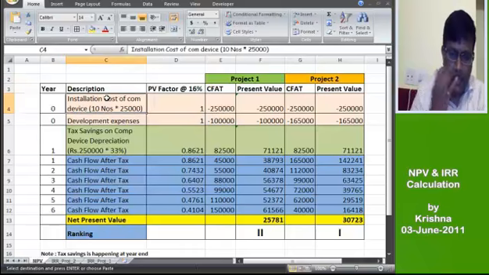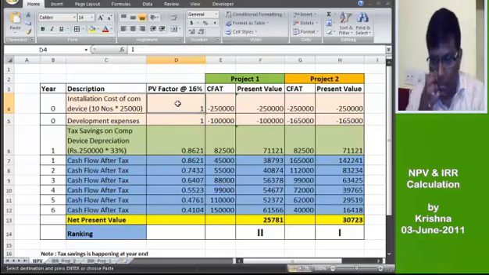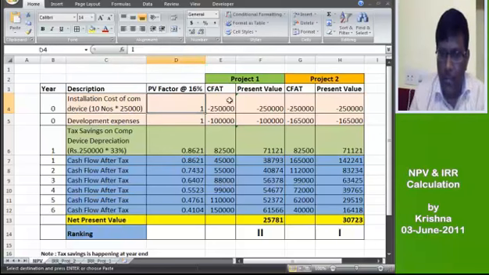In the first description, in the 0 year, installation cost for 10 numbers of computer device into 25,000 each. The present value factor will be 1. So the total cash flow after tax, that is outlay, is 2,50,000. For project 2 also the same amount is coming. Next, the development expenses for project 1 is 1 lakh and for project 2 it is 1,65,000.